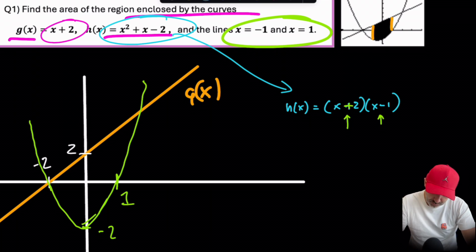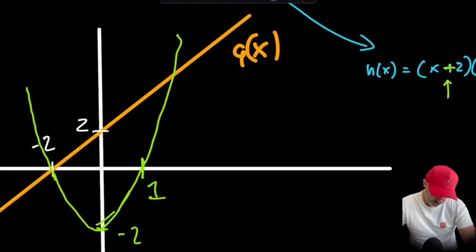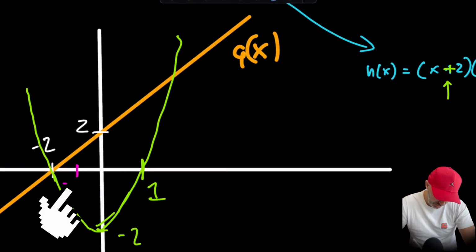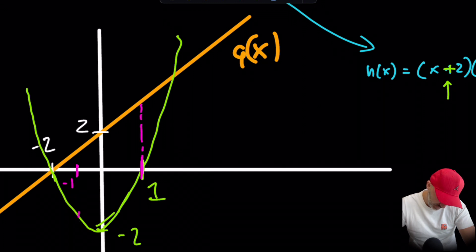So putting all that together then, it also says that the limits were minus 1 to 1. So minus 1 to 1, well, minus 1 will be here, and 1 is already dictated there. So we're going to be finding this area. So let's just shade that.